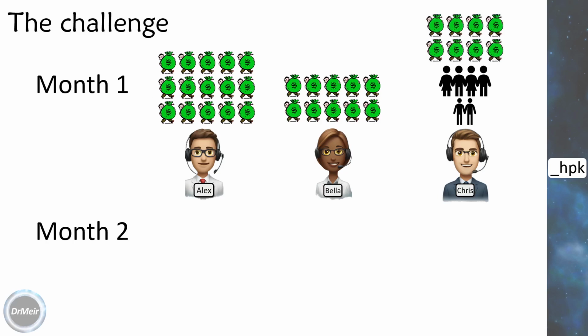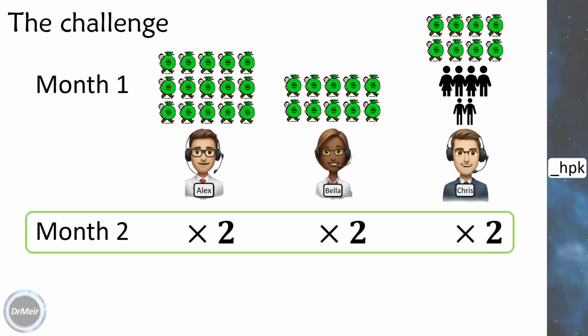In the second month, the whole team decided to try out Chris's strategy, and they ended up selling to 2 acquaintances of each existing customer. The question is, how many sales did the team land in the second month?